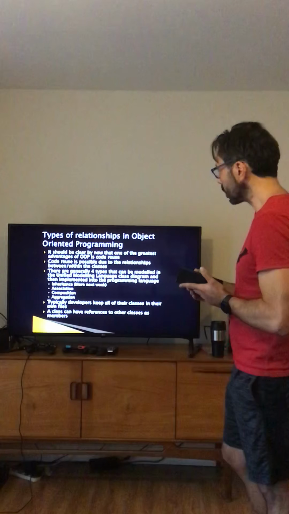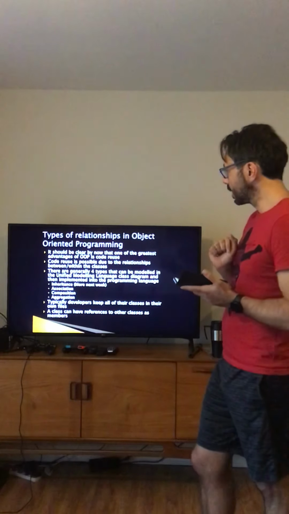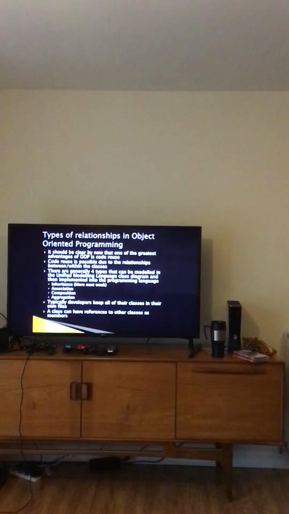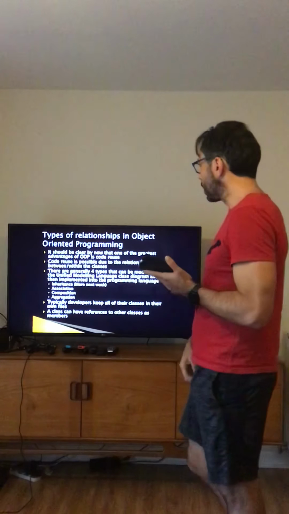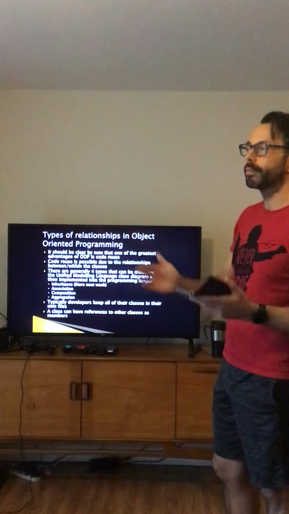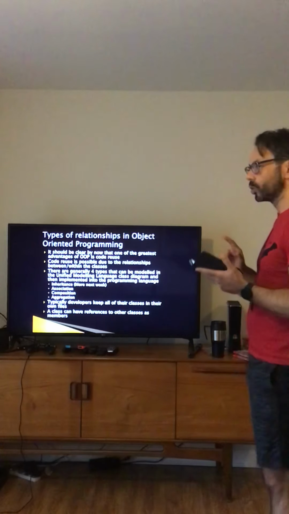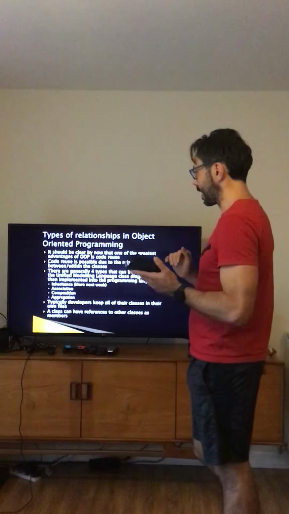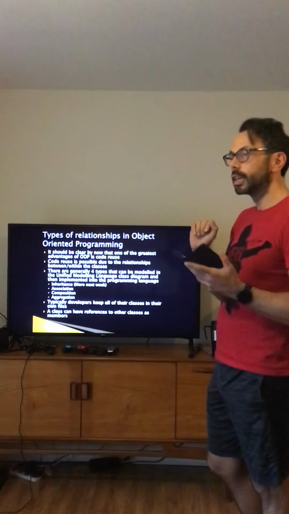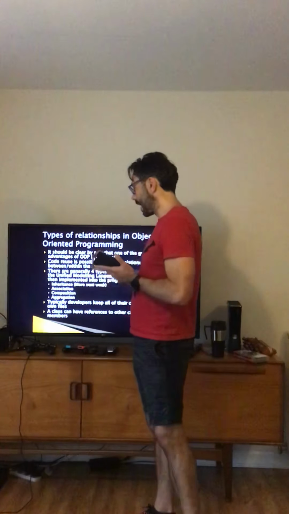Okay. So there are types of relationships in object-oriented programming. It should be clear by now that one of the greatest advantages is in fact code reuse. Code reuse is possible due to the relationships between and within the classes. And there are generally 4 types that can be modeled in the UML class diagram, and these can be implemented in a programming language. So we'll get inheritance, and there's going to be more on that next week. We have association, composition, and aggregation.